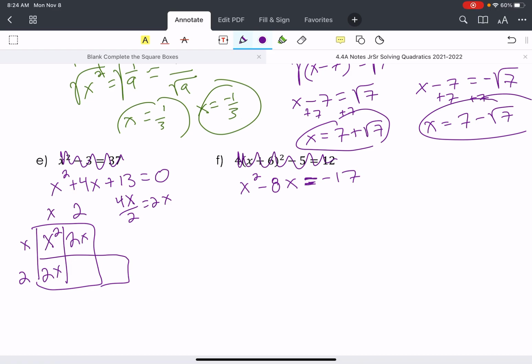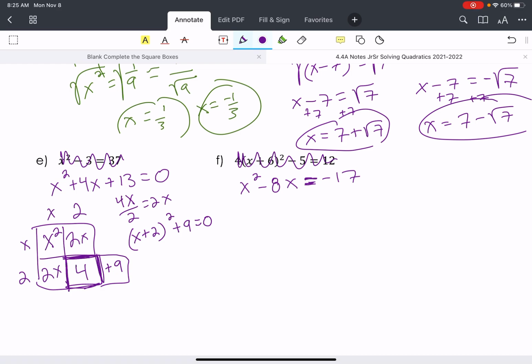How do I find this bottom right box? Good. What is 2 times 2? Okay. And then how do I find my extra box? Good. So it's how do I make the 4? I'm explaining it, Tristan. How do I make the 4 become 13? Add 9. So then I've got x plus 2 squared plus 9 equals 0.